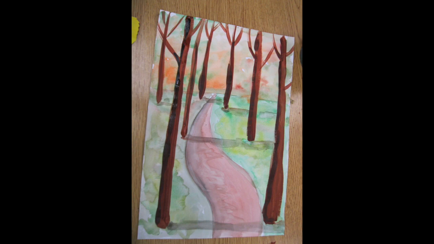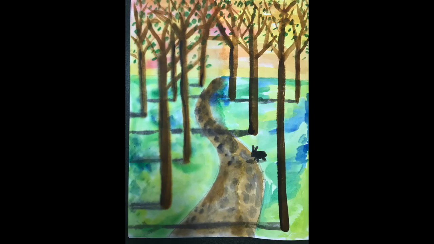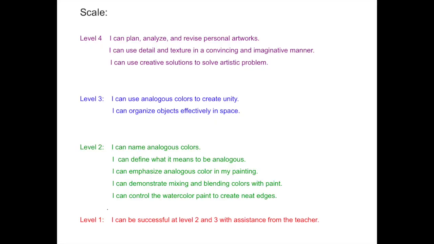This fourth grade painting lesson is going to be about creating unity by using analogous colors. Take a look at our goals and scales. I like to start with level 3 because that's what you should be able to do by the end of this lesson. I can use analogous colors to create unity, and I can organize objects effectively in space.